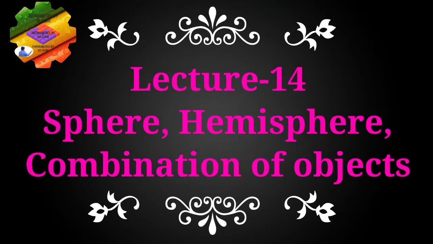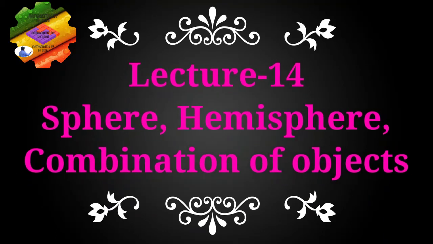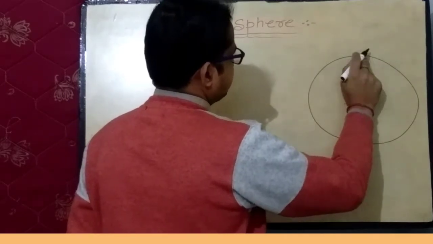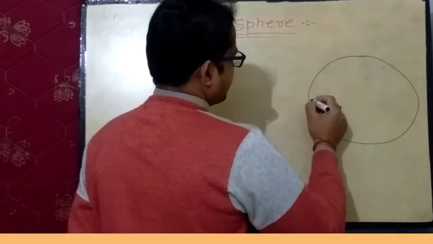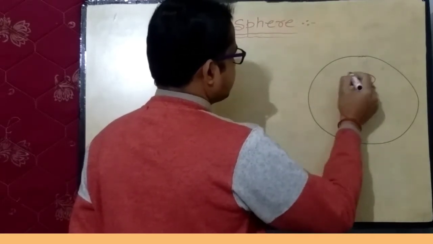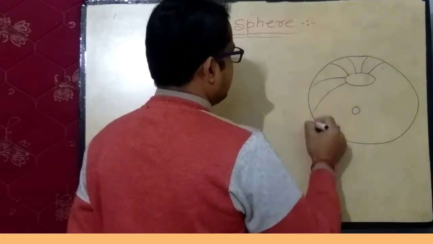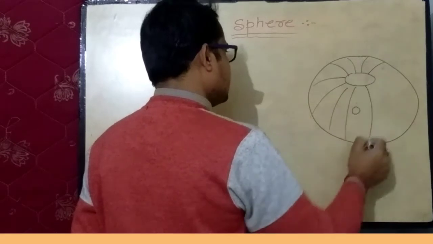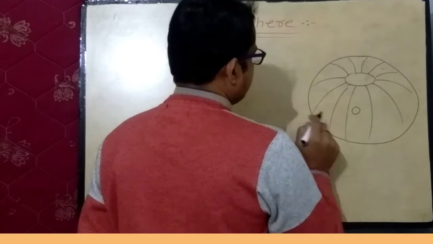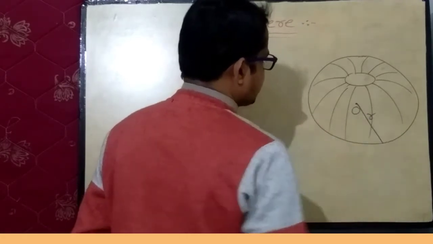I am going to start a sphere. A sphere is a three-dimensional object. Suppose this is a sphere having center O, and this is in 3D form, just like a ball. The radius of this sphere is small r.